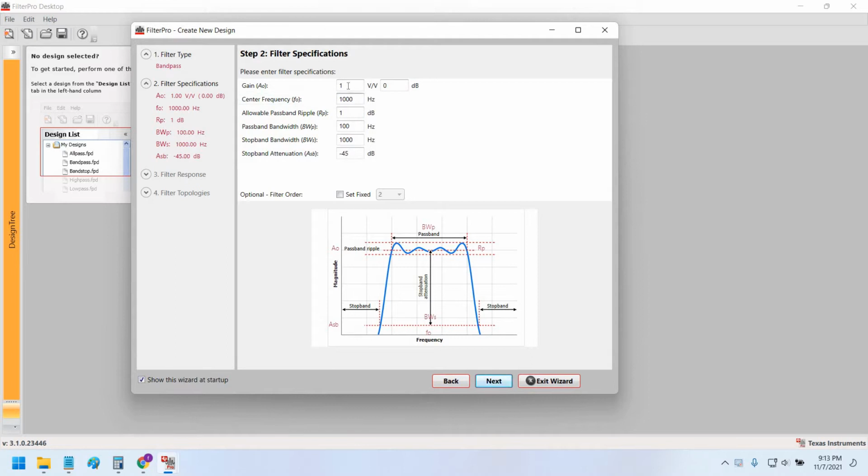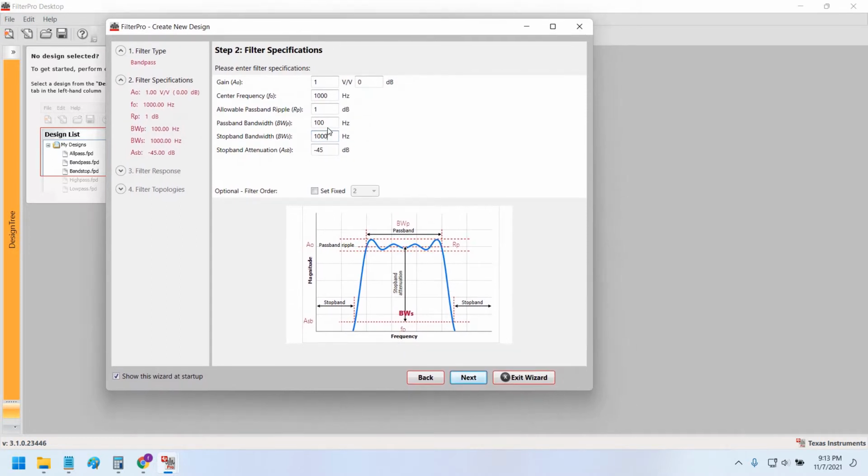Okay, so now let's assume the gain to be equal to 1. Let's take gain equal to 1 and center frequency 1 kilohertz. Allowable pass band ripple 1 dB and pass band frequency to be equal to 100 hertz. And I would keep the values as it is same here. So let's see what happens.